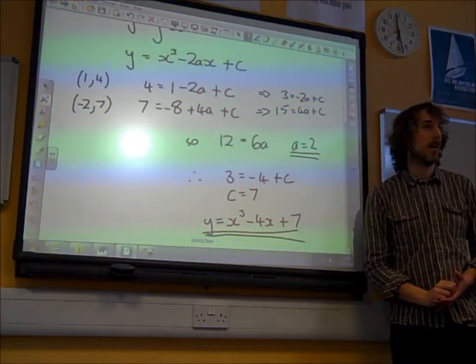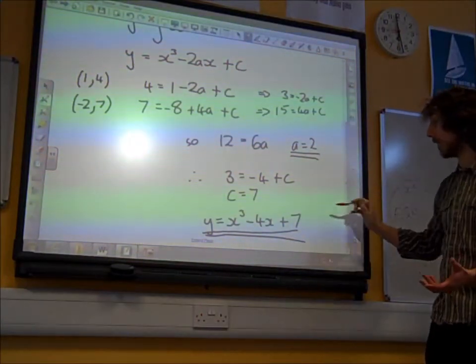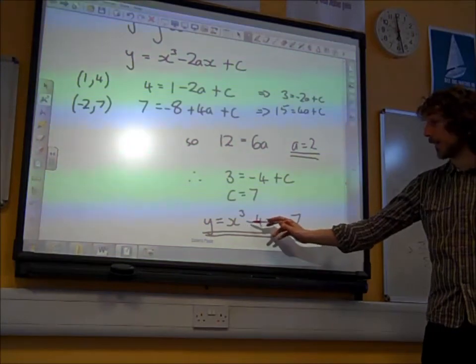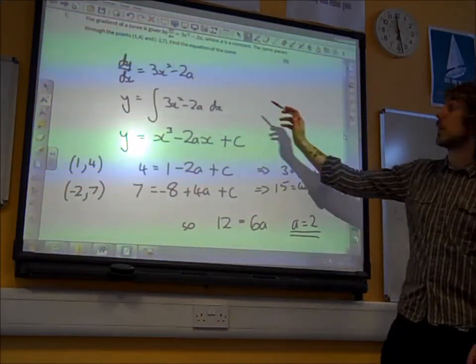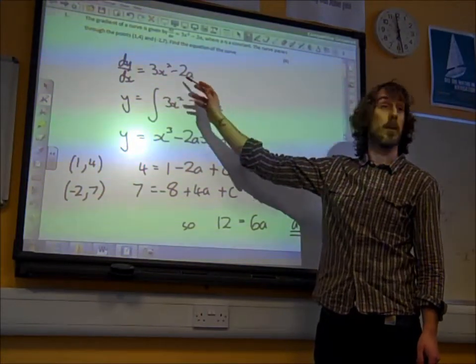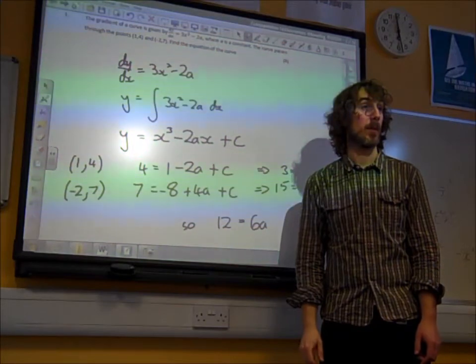There we are. Quick check to make sure things are making sense. If we differentiate this, you get 3x squared minus 4. 3x squared minus twice a would be 3x squared minus 4. So it does tie in with what we began. There we go.